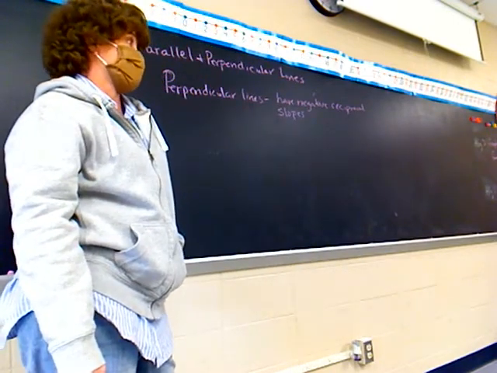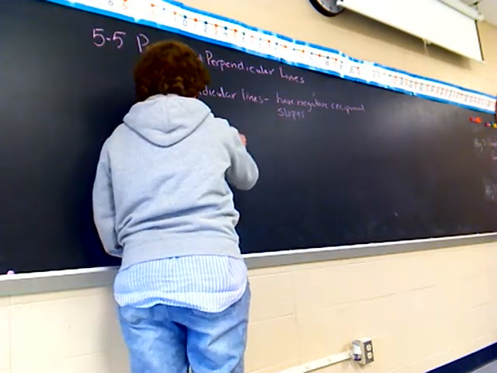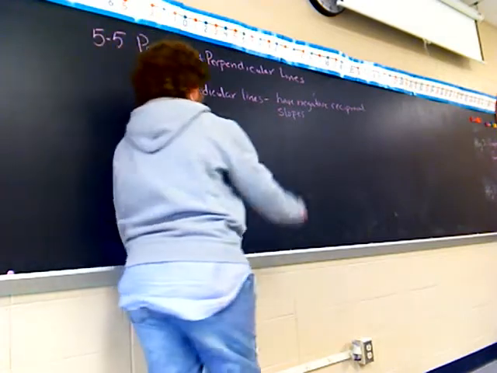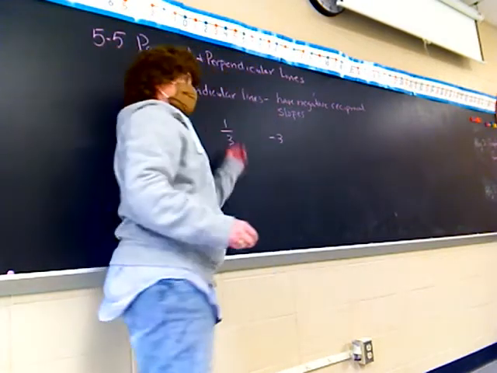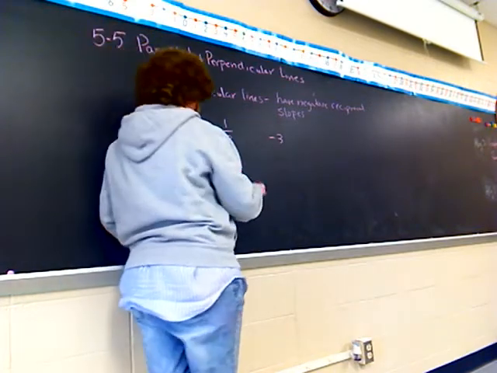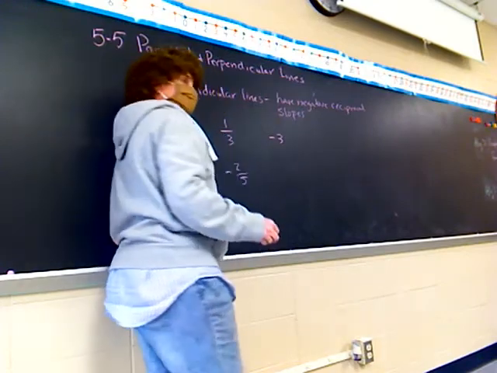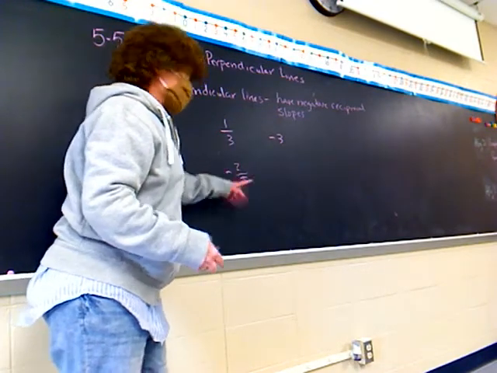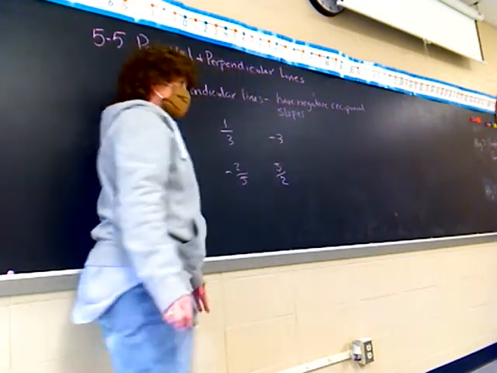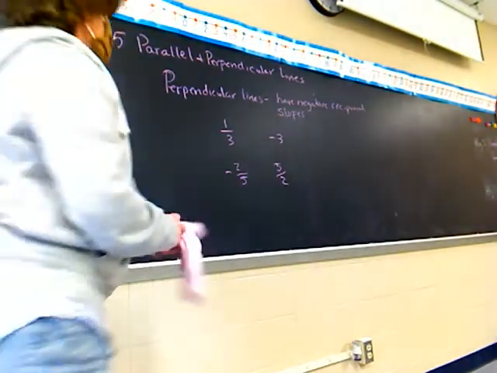And what that means for your slope is that if I give you a slope of 1/3, the negative reciprocal of that would be -3. It means you flip it and change the sign. So if you had a slope that was -2/5, flip it and change the sign. So it becomes positive 5/2. Okay, so that's the deal with perpendicular slopes.